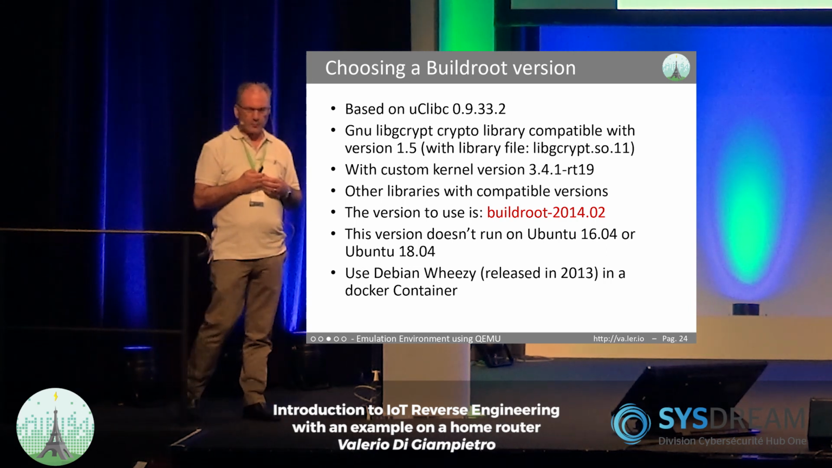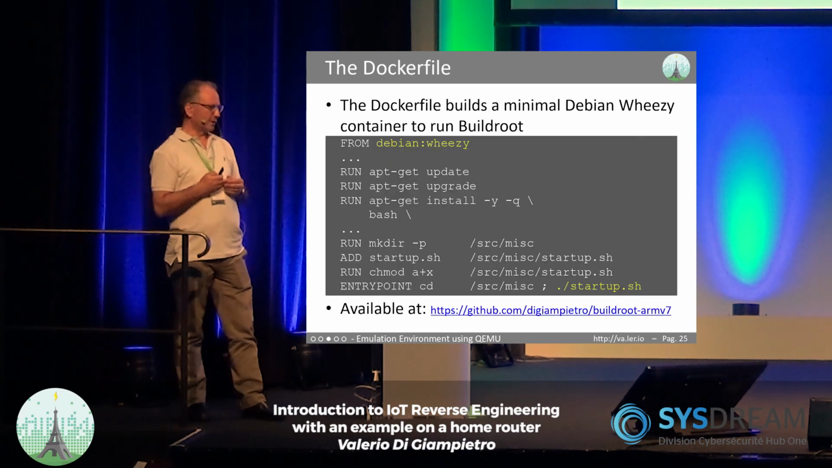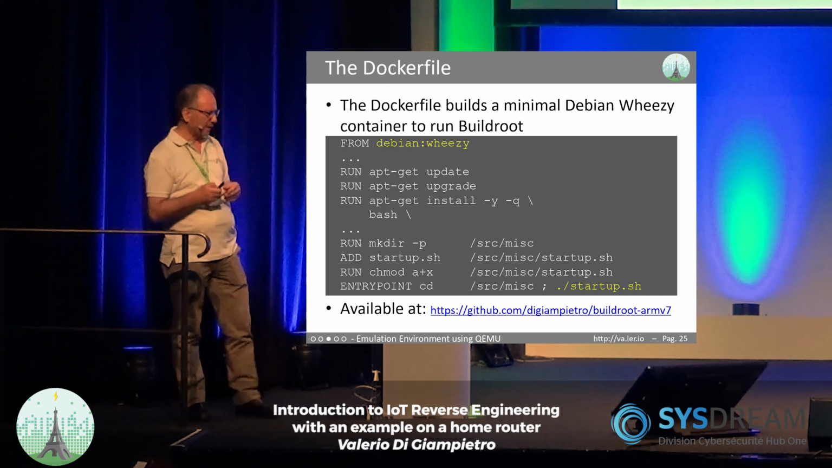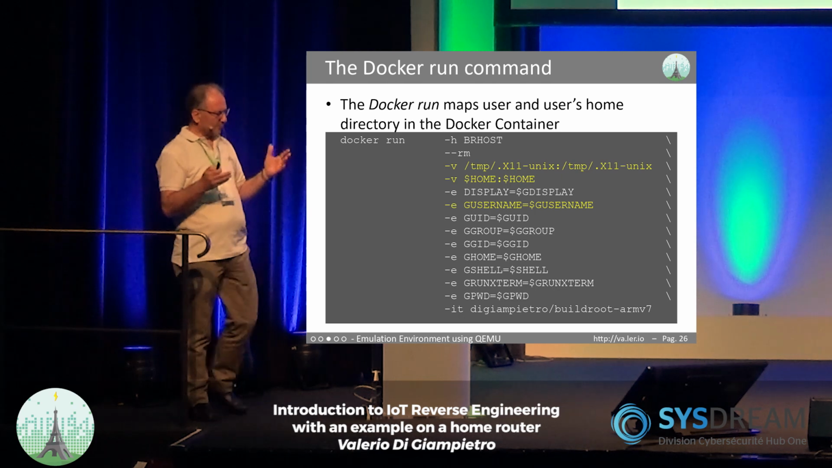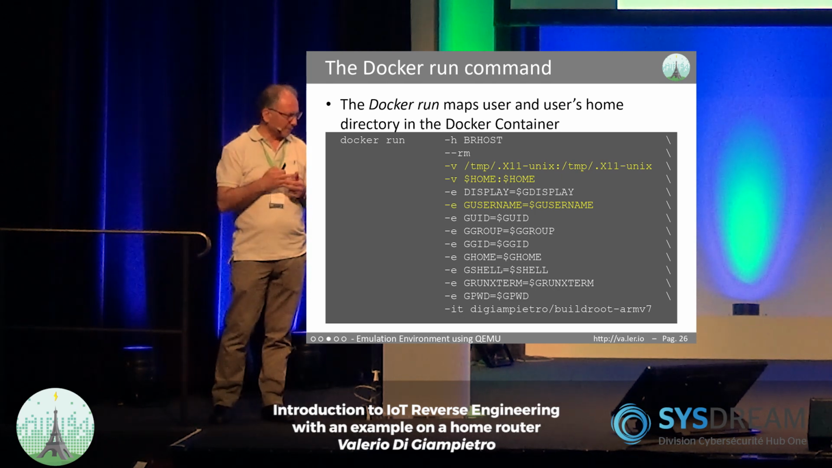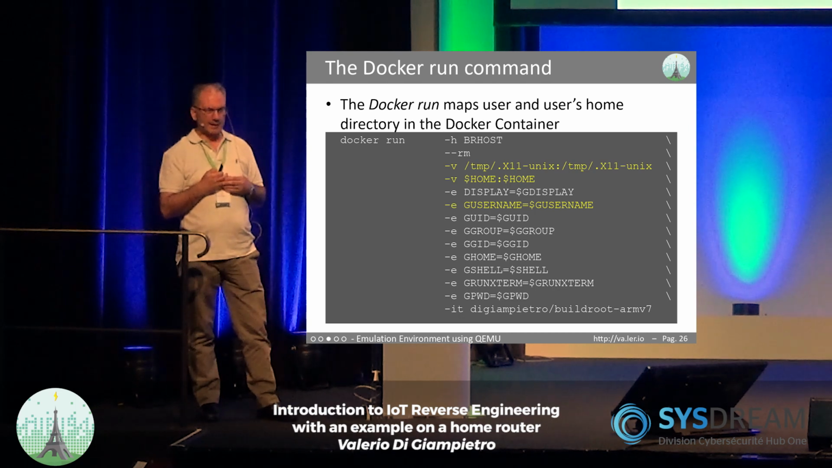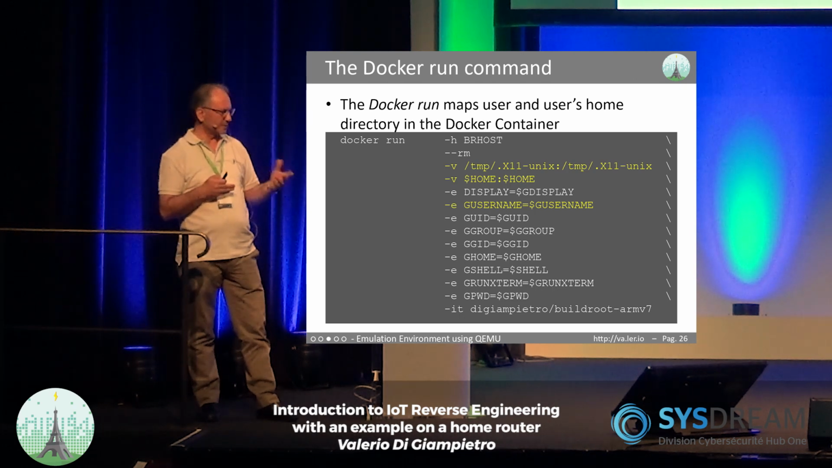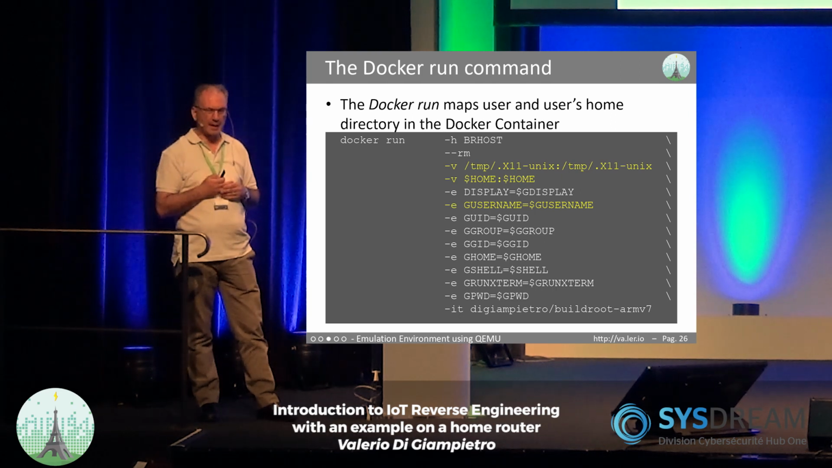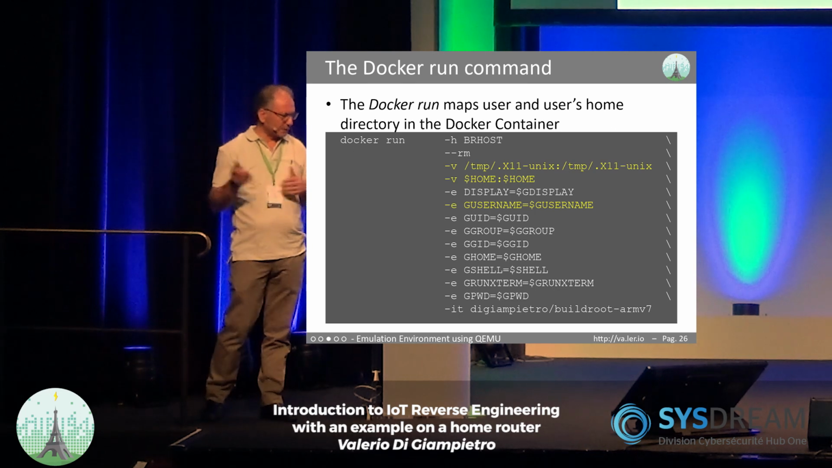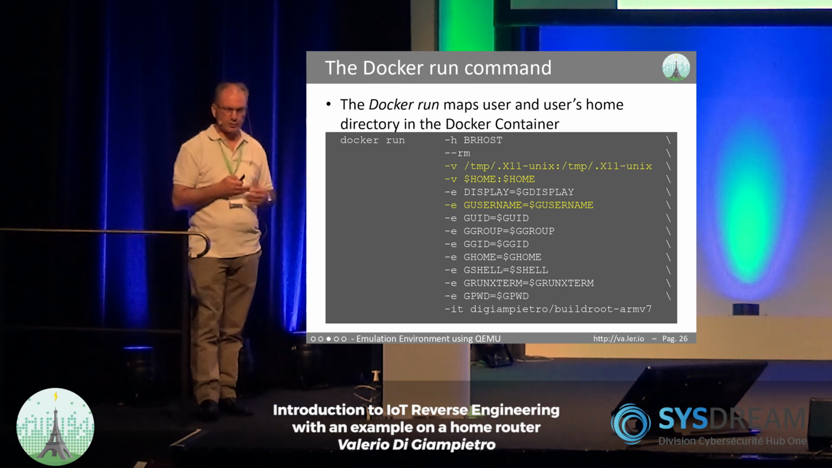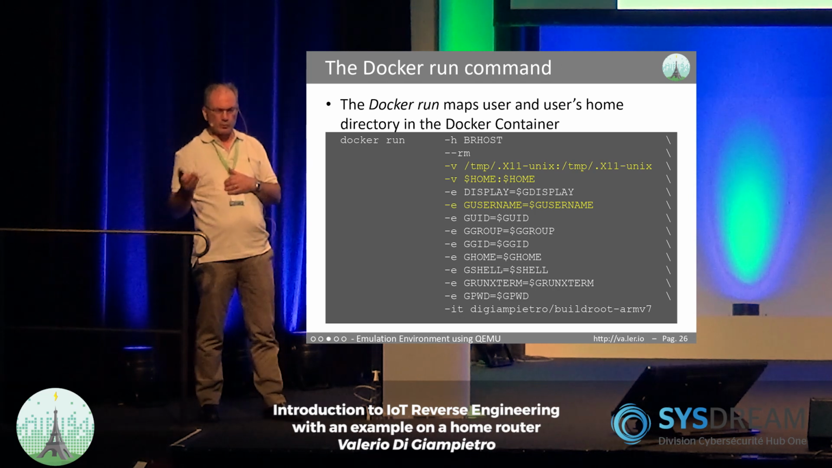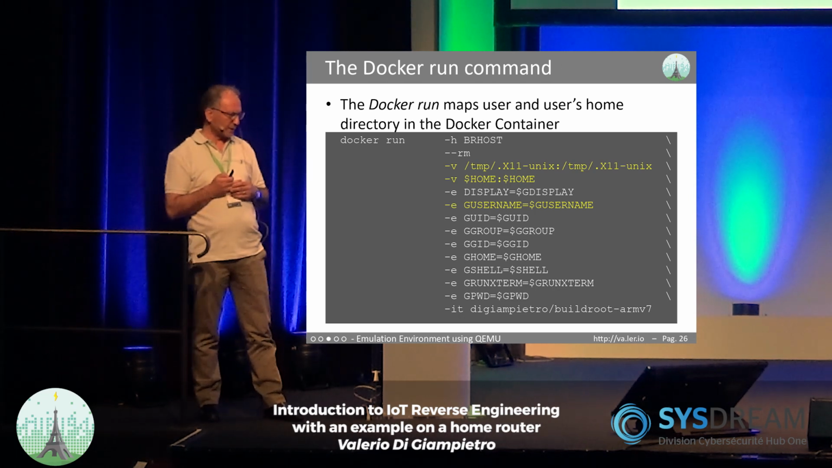So we have to build the Dockerfile for the Docker container. This is a minimal Debian Wheezy container with just the packages needed to run buildroot. The Dockerfile is available on my GitHub repository. The important thing when we run Docker is three important choices. We map the temporary X11 folder of the host machine to the same position in the Docker machine. This is to be able to run graphical programs in the Docker machine, for example the make xconfig command. We also map the home directory of the host machine to the same position in the Docker machine, and we map username and userid in the host machine to the same username and userid in the Docker machine.